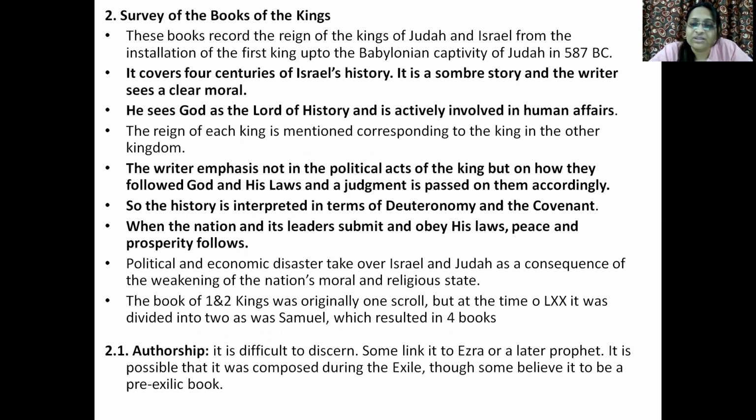The writer sees a clear moral in the story, and he tries to find a moral in the story of every king. Okay, so he sees God as the Lord of history. The author of this book is actually trying to show that God is involved in history, and he's actively involved in human affairs. That's what the author of Kings wants to show. So he's portraying and presenting the history a little differently, bringing out God and his activity in the history of Israel and in human affairs.